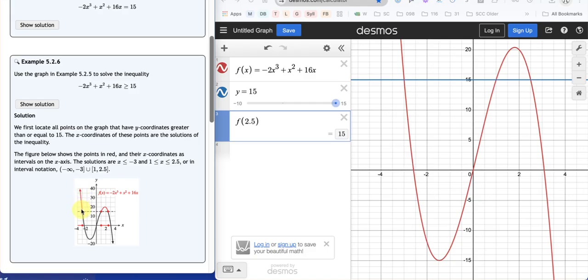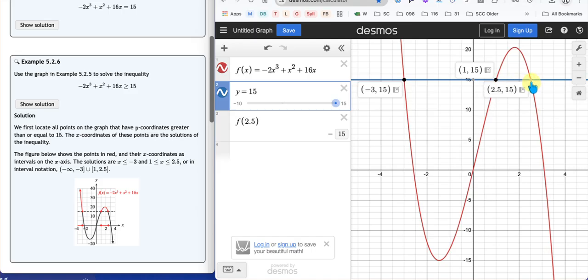So everything above this dotted line is larger than 15, and that corresponds to this part of the graph in Desmos. Other places where the y value is larger than 15 is this kind of like little mini mountain, right? And so we already know those 3 points, let's go ahead and display them that way. We know that y is greater than 15 here, everywhere to the left of negative 3, and between 1 and 2.5.